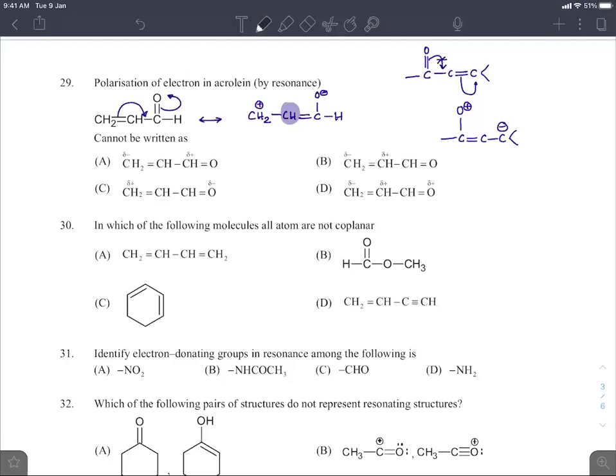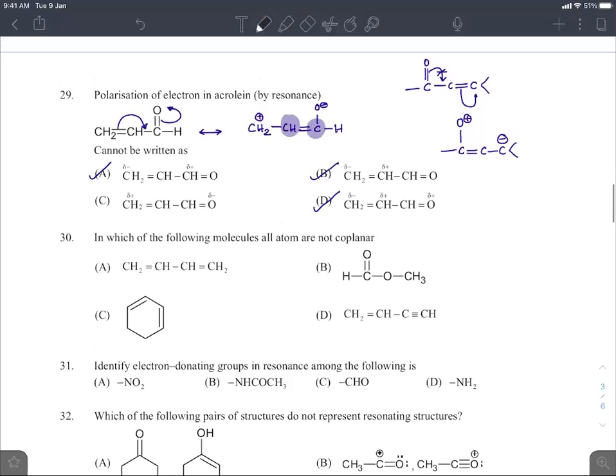Right? And the same is true for this carbon also. This carbon is not going to get any positive or negative charge. So therefore, the first one is incorrect. The second one is also incorrect. The third one is the only correct structure. The fourth one is also an incorrect structure. Clear on that?